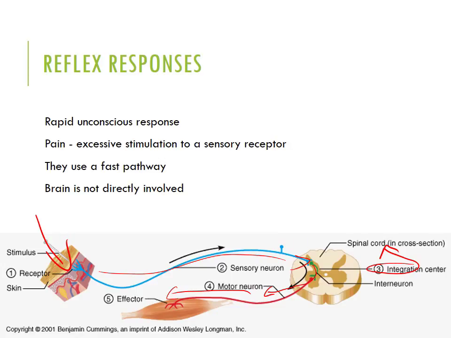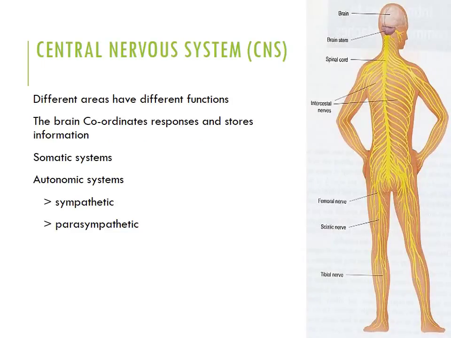And this is why the spinal cord's really important in helping us to move and make decisions and those kinds of things. So we've got our central nervous system. There are different areas to it and they have different functions, and the brain coordinates all of the responses from every other area, and it basically is the storage point of all of this information.